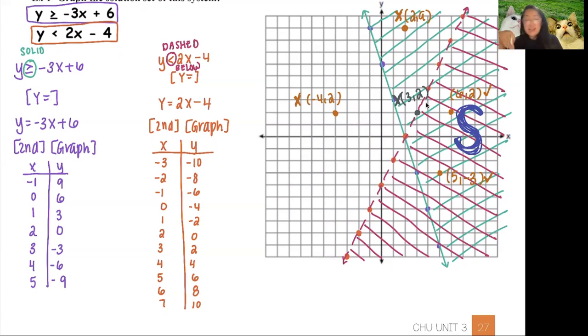And there you have it. That's all there is to a system of inequalities.